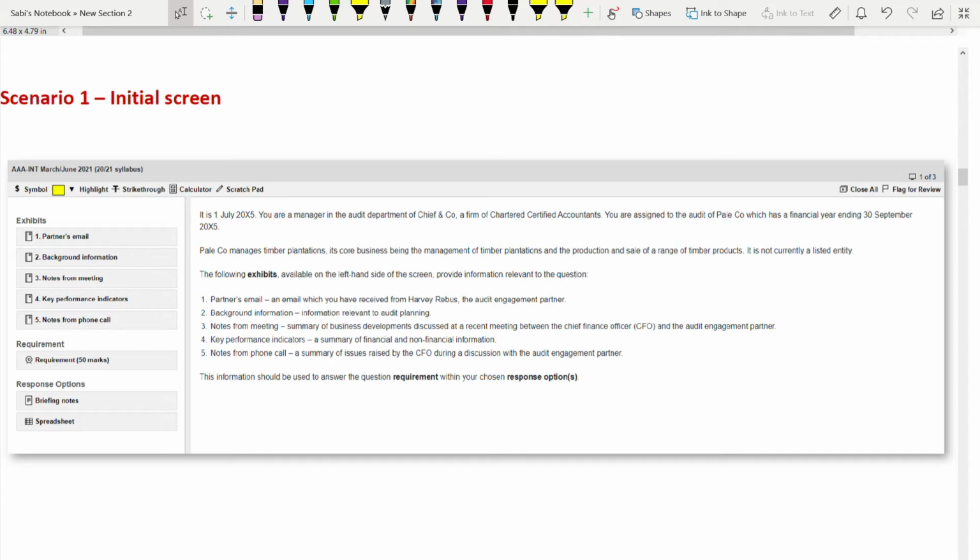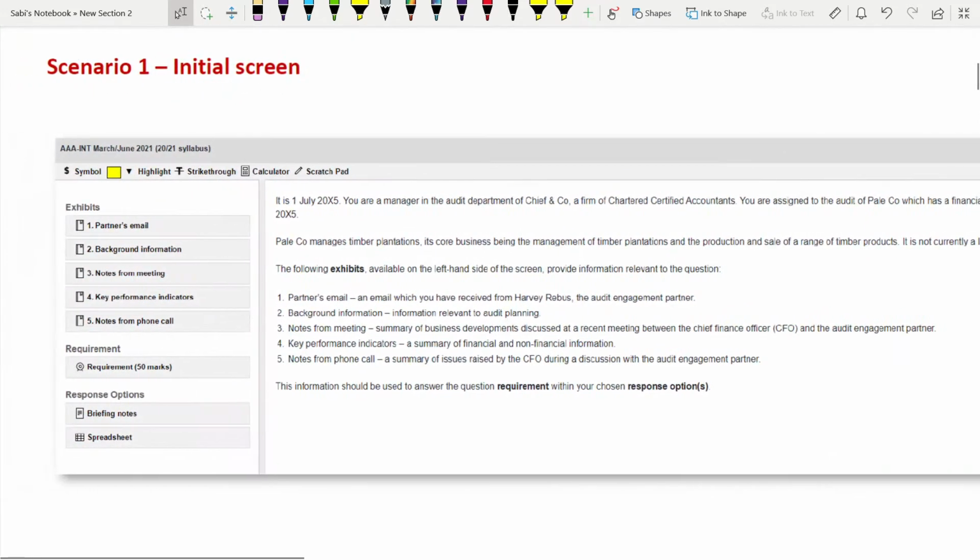Okay, so as you can see, this is the screenshot of the screen. Your screen will look like this. Okay, on the left hand side you will have all the exhibits. There are 5 exhibits and the requirements are given, then the response options on the briefing note and spreadsheet. So for typing, you have to use the briefing note, because you're going to type here. But if you have to use some numbers, calculations you have to do, you can do it in the spreadsheet here. Okay, and if you want to do some working, you can use the scratch pad over here. But remember, whatever you write in the scratch pad will not be marked. If you want something to be marked, it has to be in your briefing note or in your spreadsheet. It has to be in your response options.